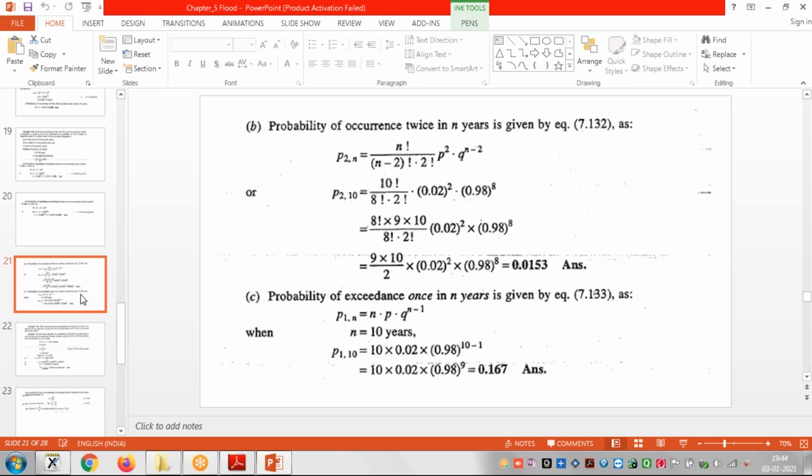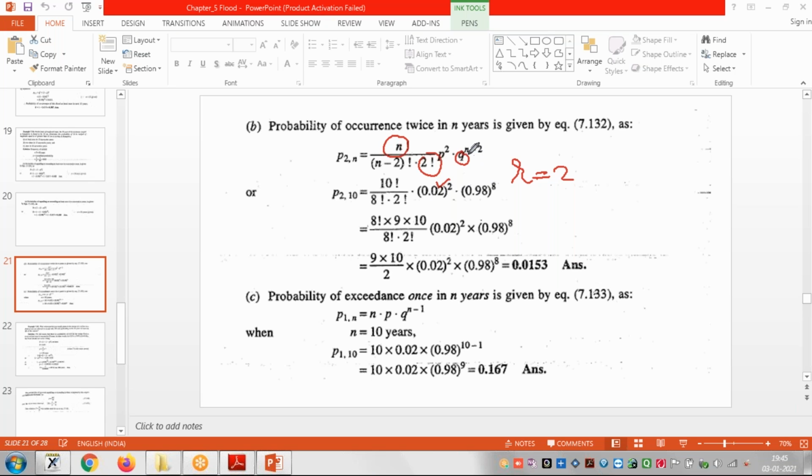But when we have to find it for 2 times, as I told you, we put the value of r equal to 2 in the basic formula, that is n factorial upon (n minus 2) factorial into 2 factorial, into p squared into q raised to the power n minus 2. Here n is 10, and 10 minus 2 is 8 factorial, and 2 factorial means 2 into 1. Now the p value we already got, 0.02.